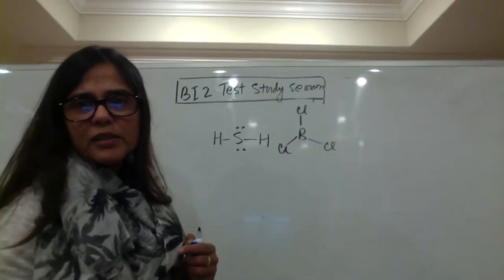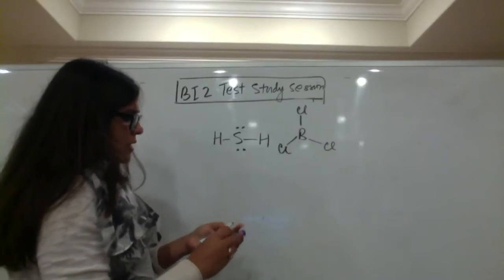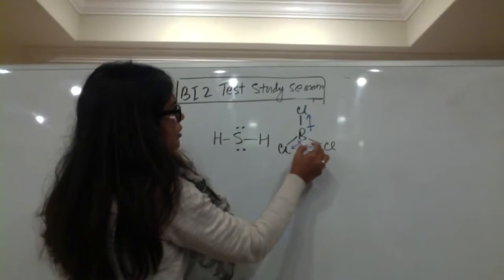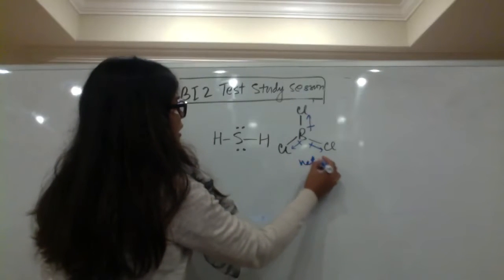on the central atom. So if you look at the dipole of BCl3, it's a symmetrical molecule, right? And all of the dipoles will cancel each other out because it's a symmetrical molecule. So net dipole here is 0.